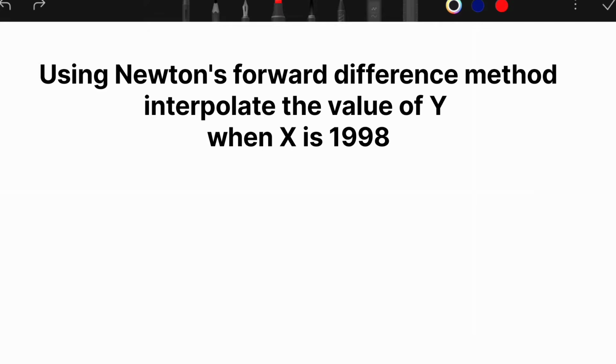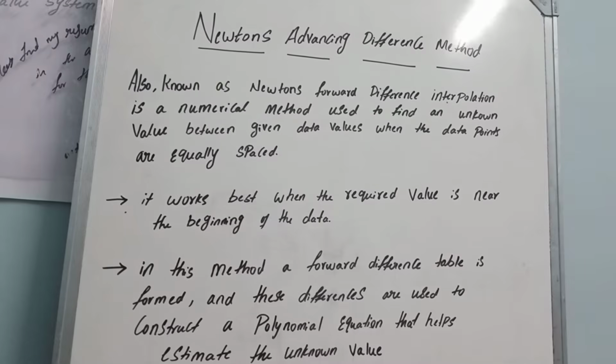In this particular video, we're solving Newton's forward difference method. Interpolate the value of y when x is 1998. So first we'll know the definition of what is Newton's forward difference method.